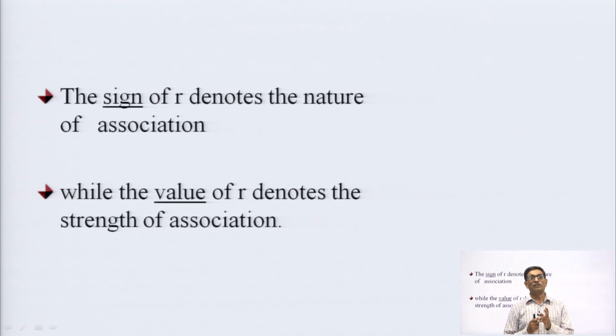The correlation coefficient is defined by two things, sign and value. The sign of r denotes the nature of association, while the value of r denotes the strength of the association. We remember the correlation coefficient is defined by two things, sign and value. The sign shows the nature of correlation, and the value of r shows the strength or degree of association between two quantitative variables.